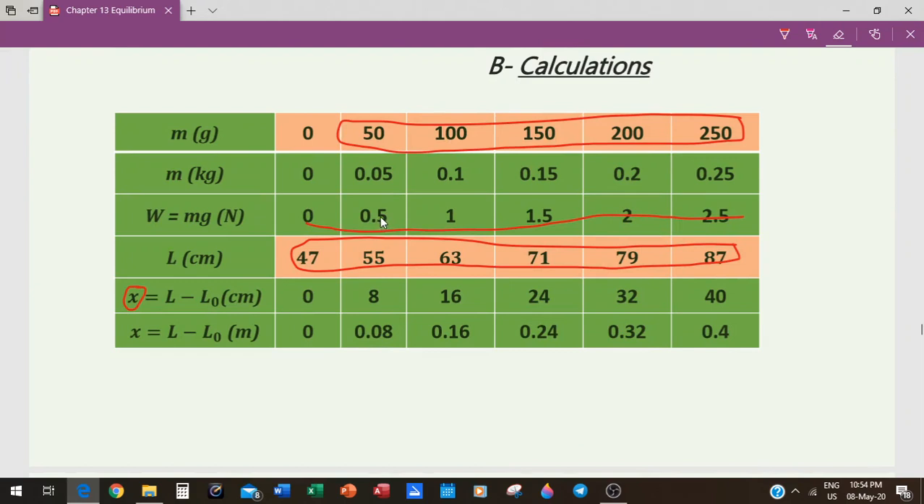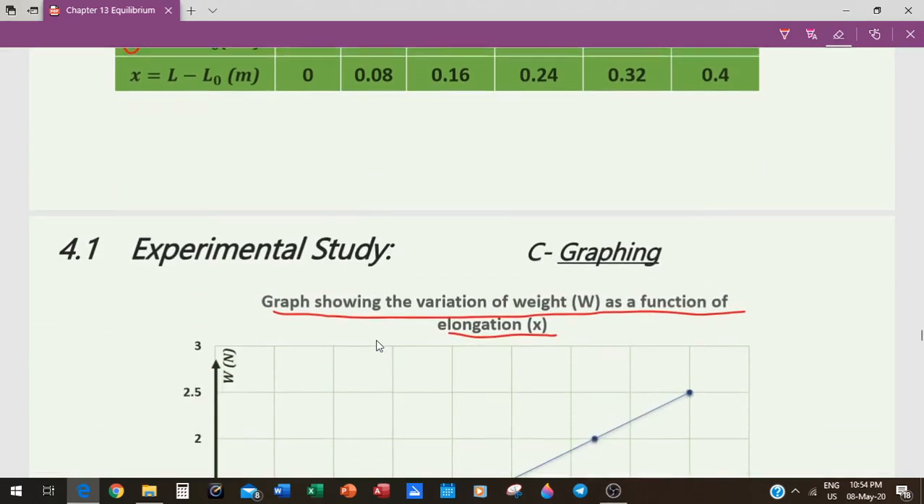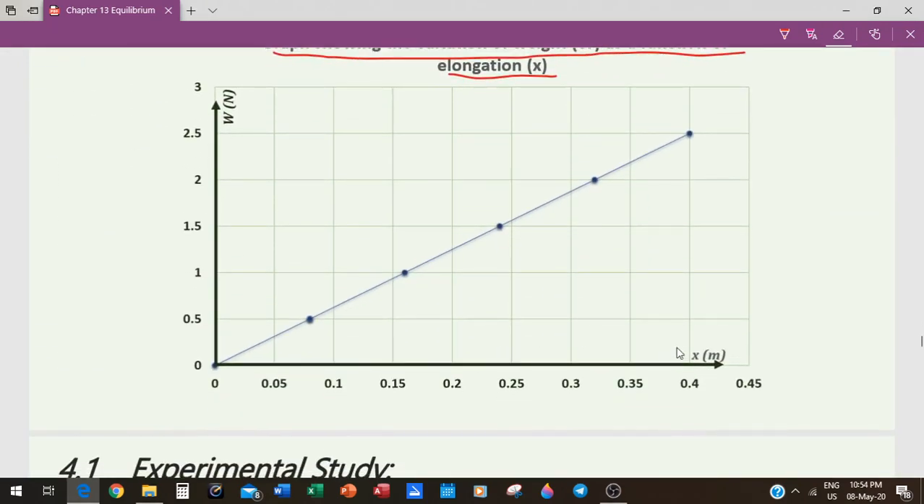When the weight was 0.5 newtons, the elongation was 8 centimeters or 0.08 meters. Let's see on the graph. On the graph, it's in meters, so we plot 0.08 here. Then we plot the values, and we get this graph. As you can see, it is a straight line passing through the origin.